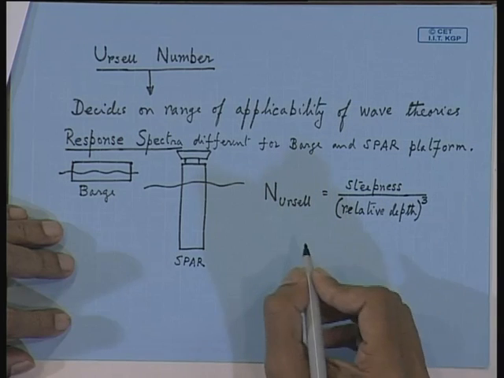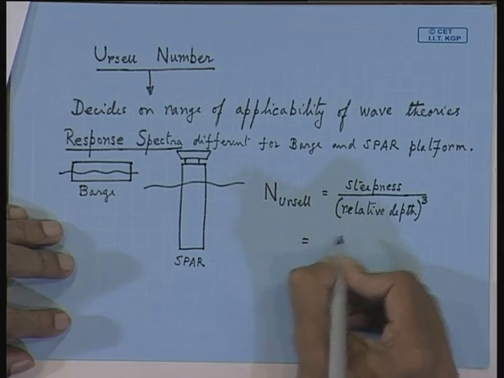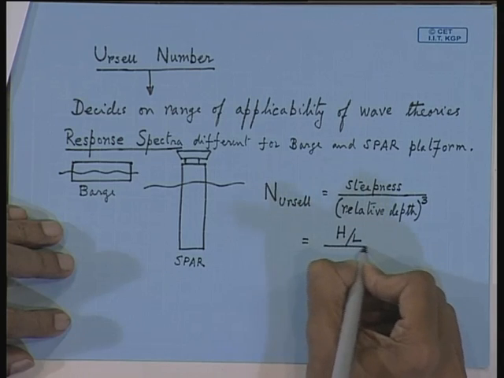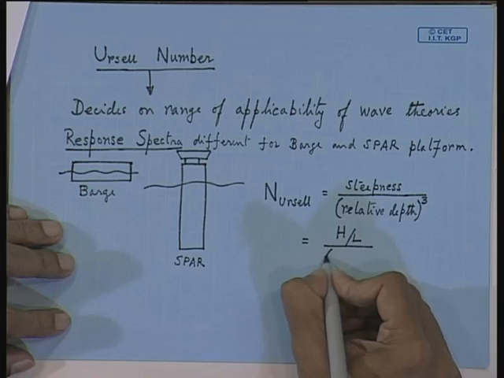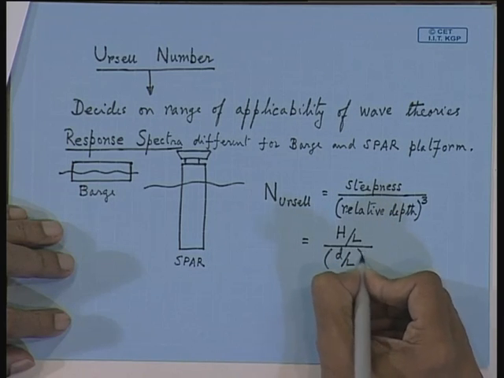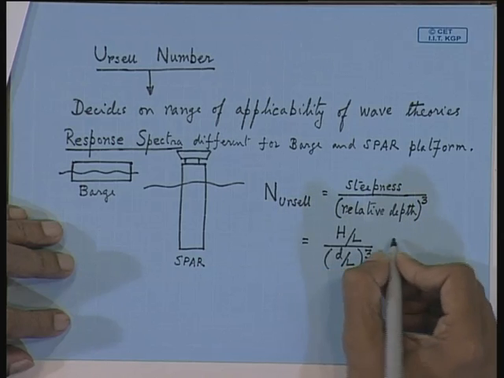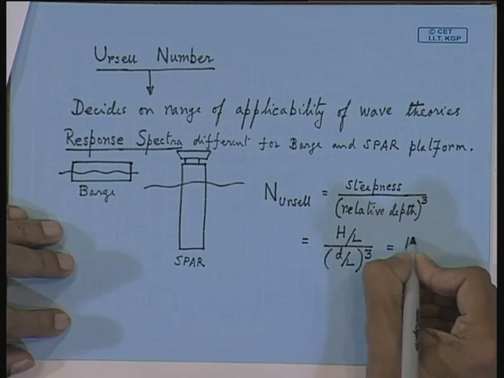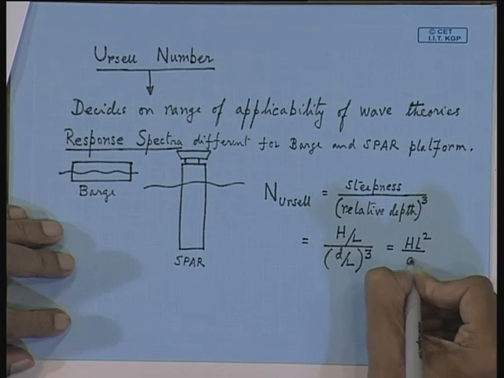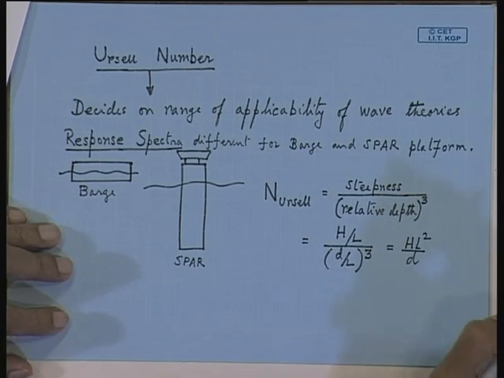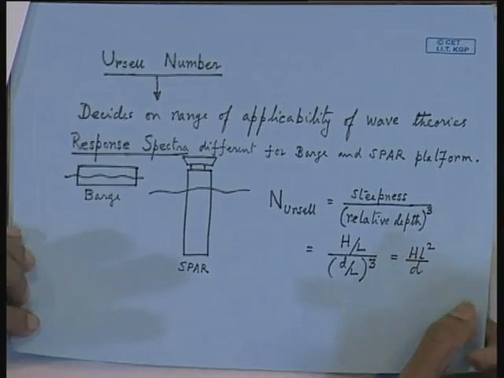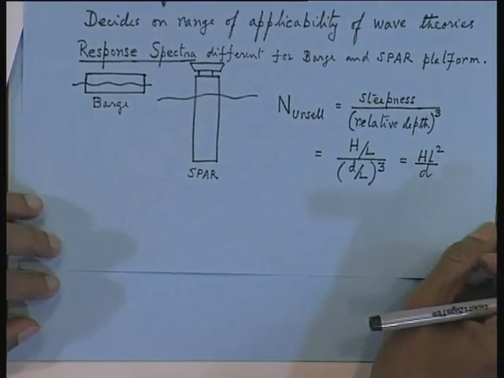So this is the expression. Steepness is the wave height divided by the wavelength, and relative depth you will get by the depth of water divided by the wavelength, and simply cube this. So this reduces to H L square over d cube. This is called the Ursell number. And if you want to look at the applicability diagram, you can still reduce your expression into this form.